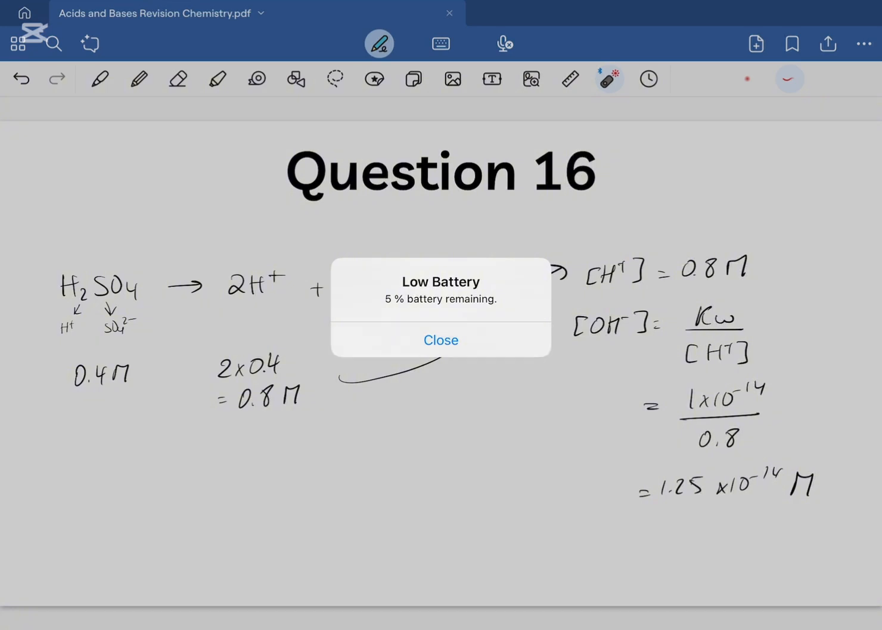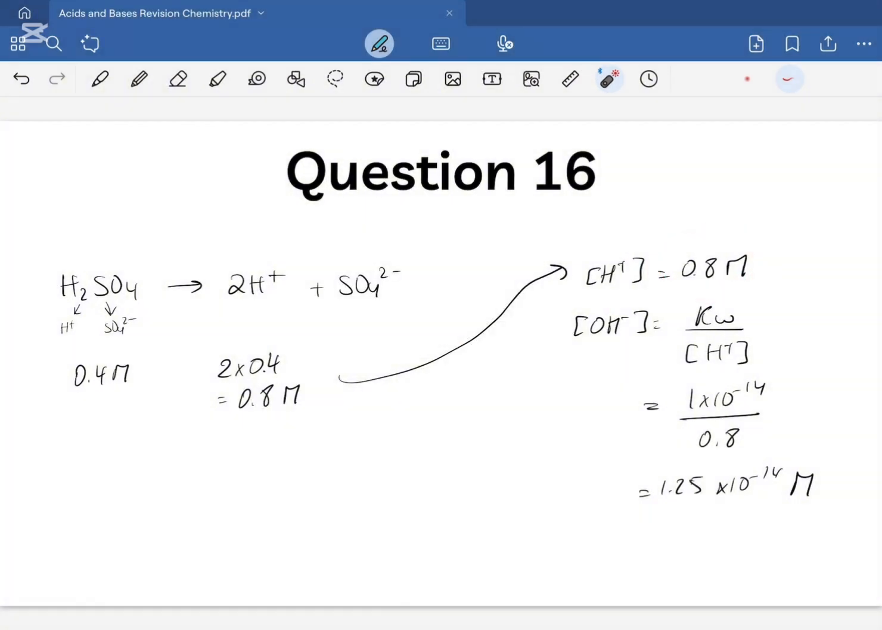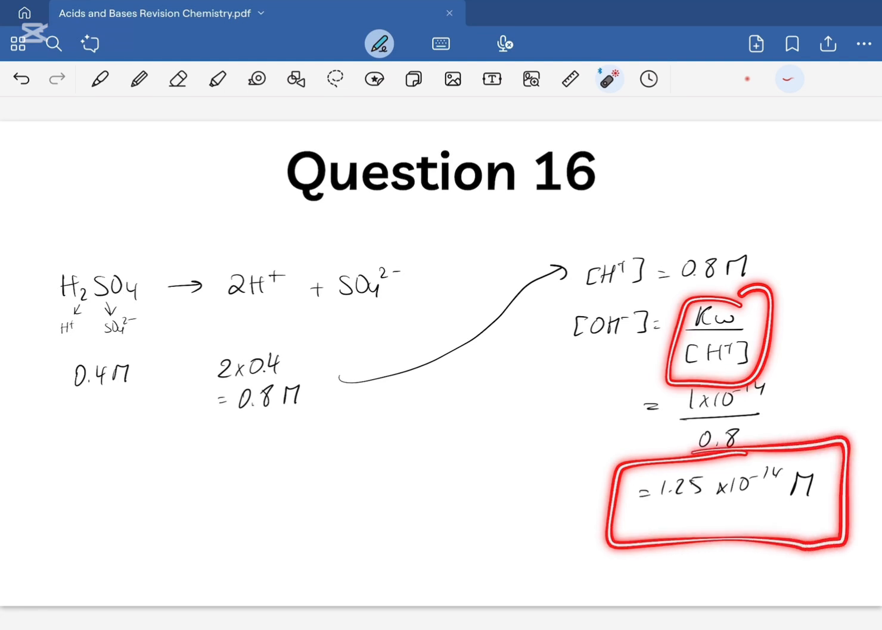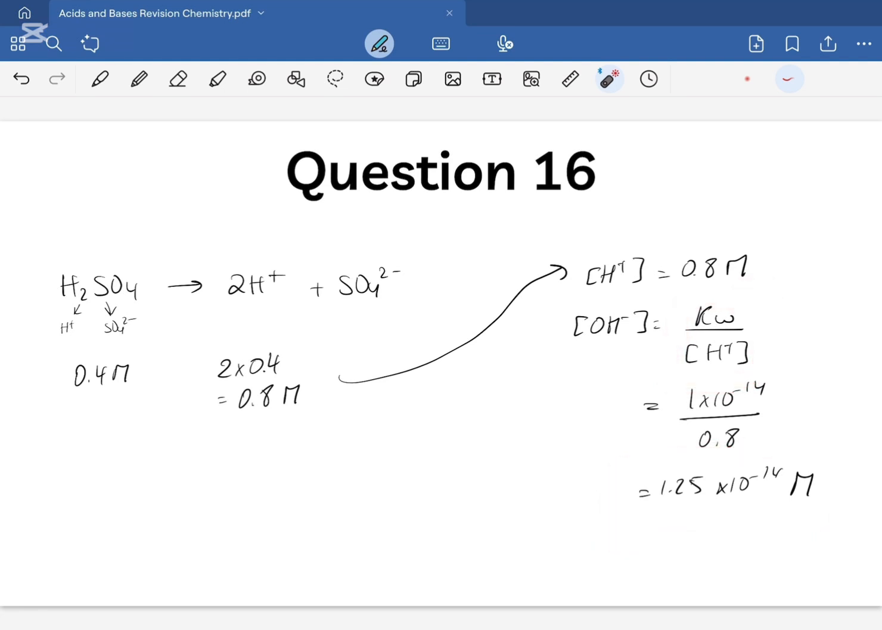If H+ is 0.8 M, then the OH− is going to be Kw over H+. It will be 1.25 times 10 to the power minus 14.